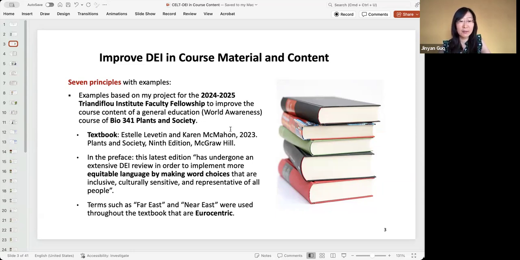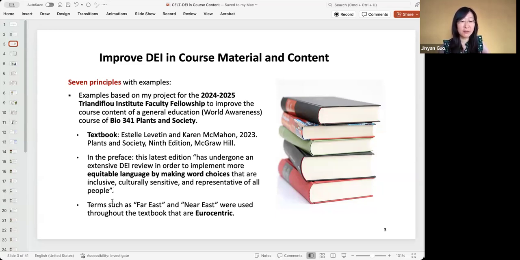And I chose this textbook because it's very comprehensive and has very good figures. In the preface of this textbook, it says it has undergone extensive DEI review in order to implement more equitable language by making word choices that are inclusive, culturally sensitive, and representative of all people. I think this is a very good move, yet there's still room to improve.